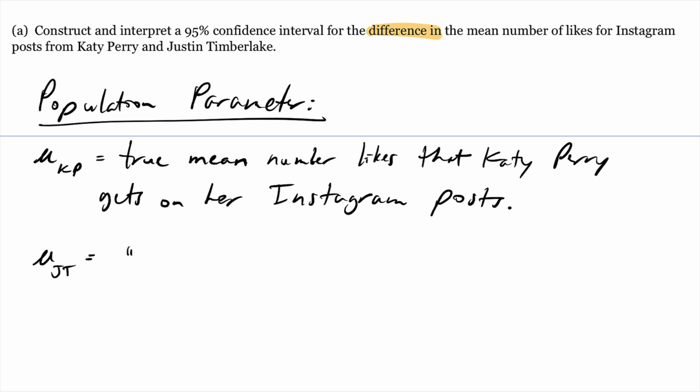So it'd be the true mean number of likes that Justin Timberlake gets on his Instagram posts. I have to change that word too, his. Done. Population parameter, that's done there.